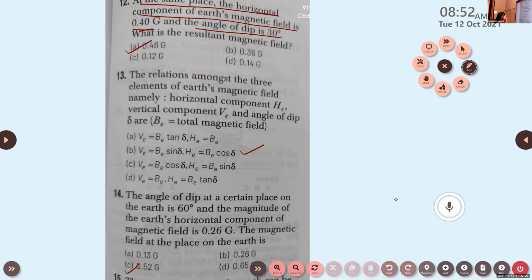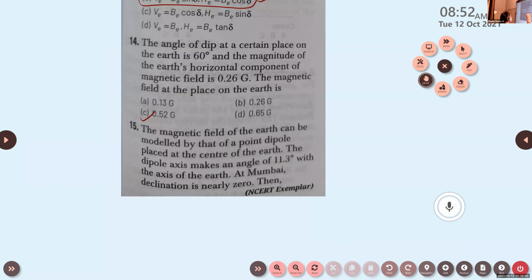So try to concentrate on the question: the relations amongst the three elements of the earth, that is horizontal component of the earth HE, vertical component of the earth VE, and angle of dip delta, are given by option B. We have two equations for calculating the horizontal component of the earth and the vertical component of the earth. Now question number 15.